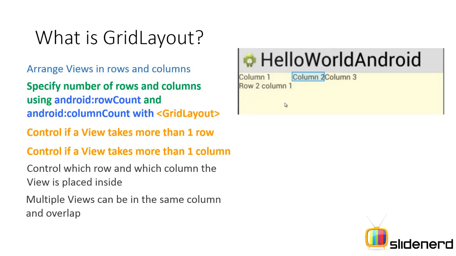Multiple views can be inside the same column. Now this is a unique feature of your grid layout. Things can overlap and you have to be careful about where you're placing what.